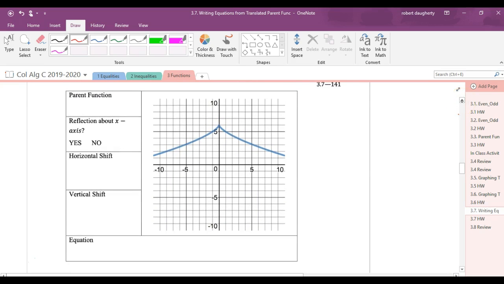What is the parent function here? Yeah, x to the 2/3. Has it been reflected? Yes. Did it move horizontally? No. So no horizontal movement. Did it move vertically? Up 6. Okay. So what is this equation? F of x. Did you say negative? Negative x to the 2/3 plus 6. Okay.